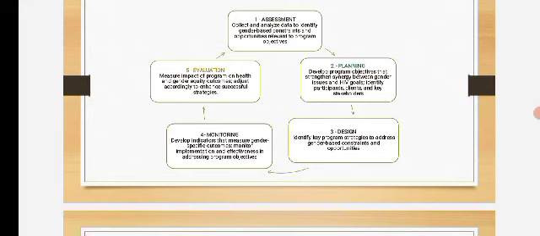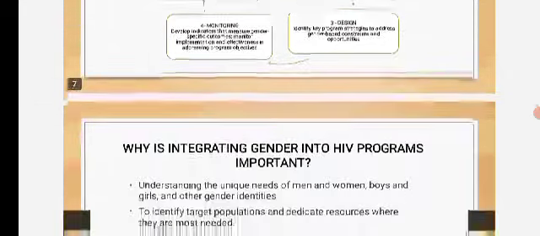Then number four, we have the monitoring. We develop indicators that measure gender-specific outcomes, monitor implementation and effectiveness in addressing program objectives. Then we have the last phase: measure impact of the program on health and gender equity outcomes and adjust accordingly to enhance successful strategies.